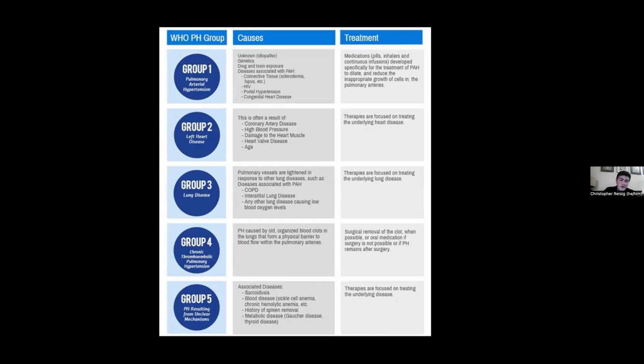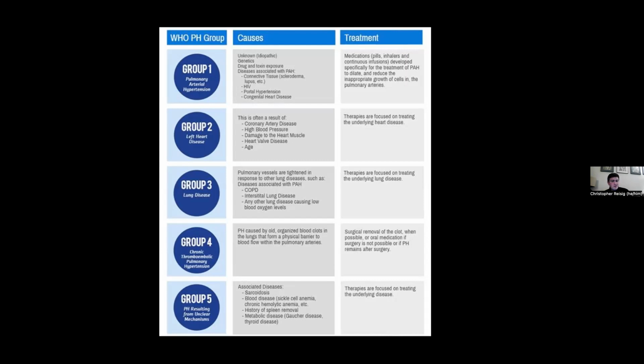Group 1 is pulmonary arterial hypertension. This is the smallest group, but it's also the group that gets all the cool meds like Remodulin, the prostacyclines, the ETANs, the endothelin receptor antagonists, the PDE5 inhibitors. These are people who actually have hypertrophy of their pulmonary arterial system, and so they have thin lumens, and they basically have high resistance throughout their pulmonary arterial circuit. These are really sick people.